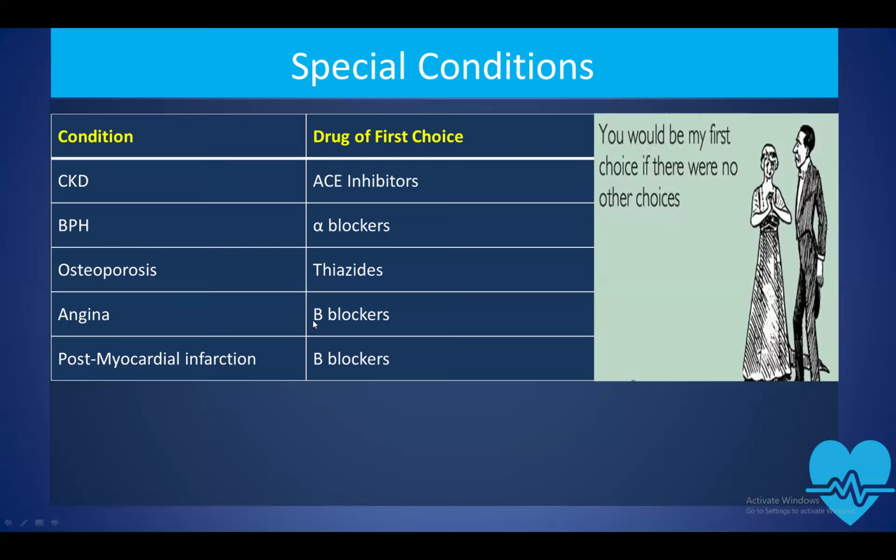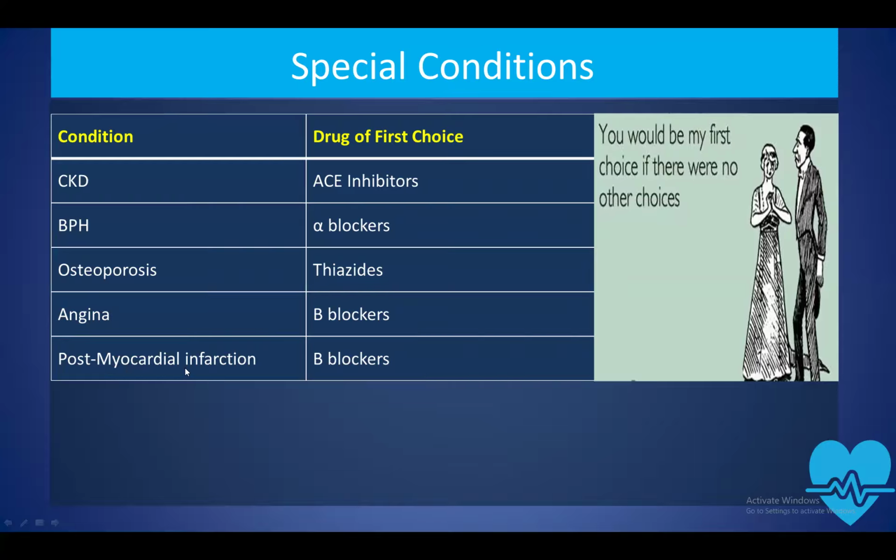In angina, the drug of choice will be beta blockers. Beta blockers decrease the heart rate. By decreasing heart rate, we decrease the oxygen demand of the heart. So angina attacks are prevented.